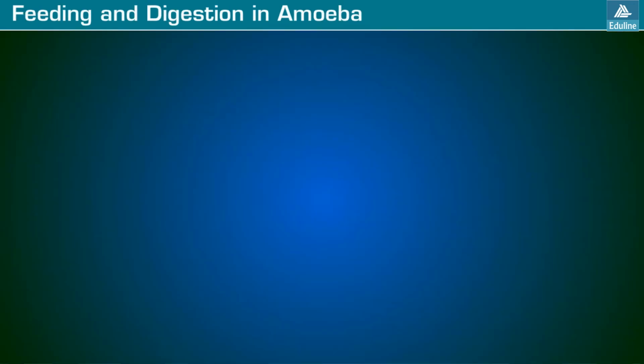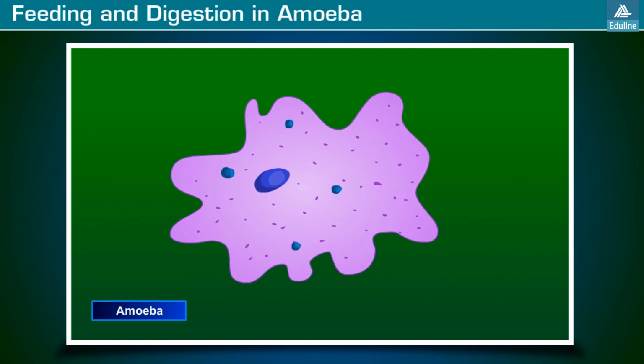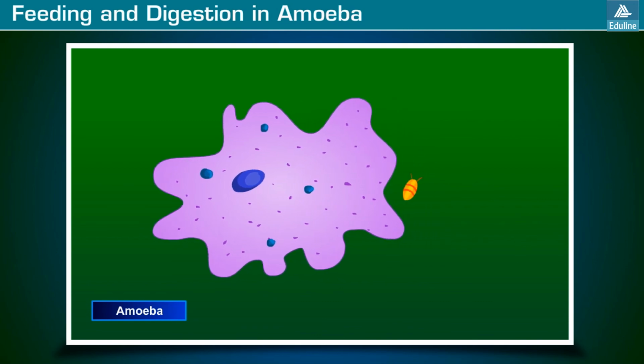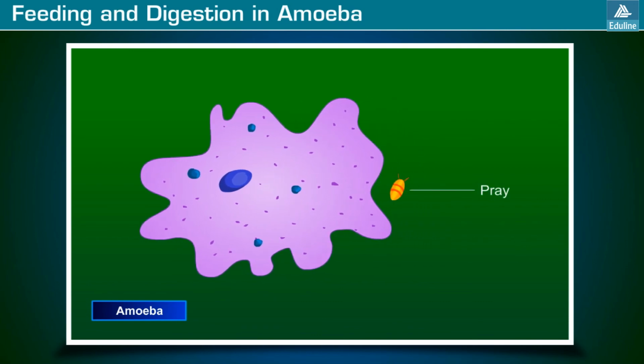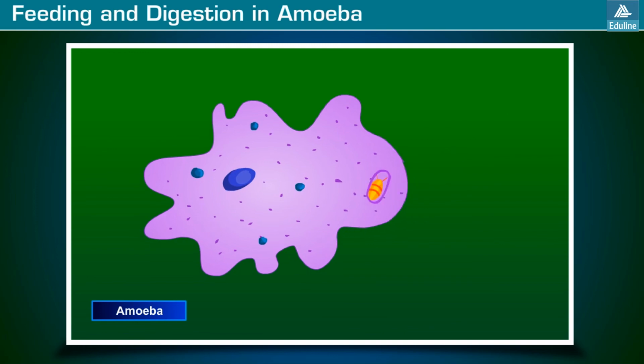Feeding and digestion in amoeba. Amoeba feeds on microscopic organisms floating on water. The nutrition involves processes like ingestion, digestion, assimilation, and egestion. Amoeba forms pseudopodia to take food. When the tips of the pseudopodia touch each other, the membrane at that point dissolves and the food is encaptured along with lysosomes into the food vacuole. This process of obtaining food is called phagocytosis.